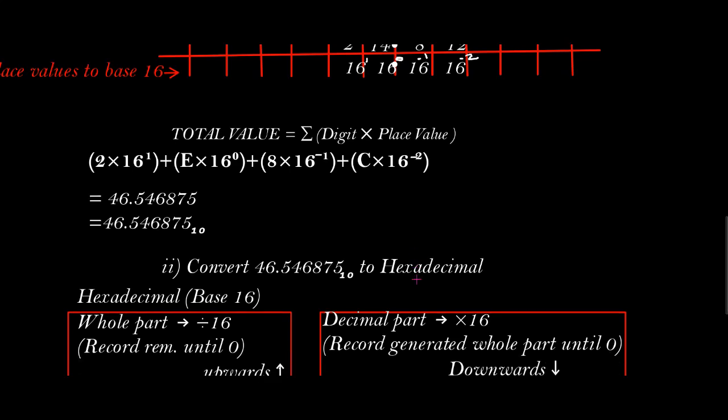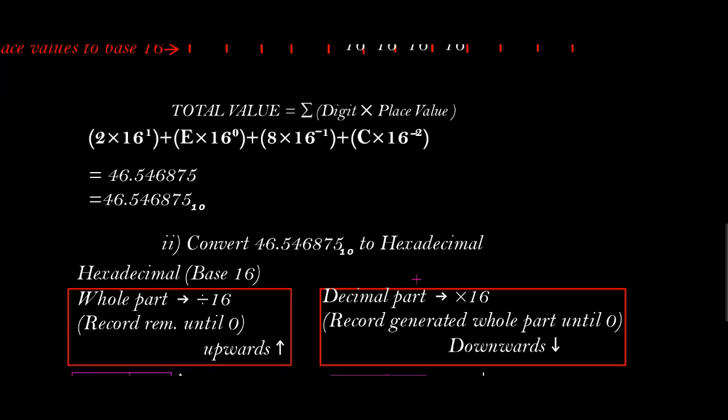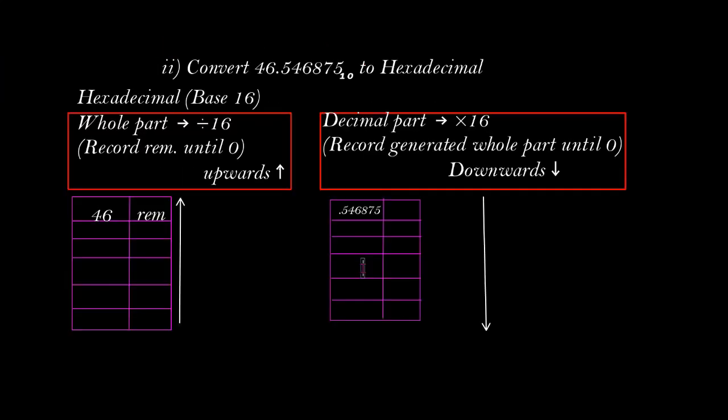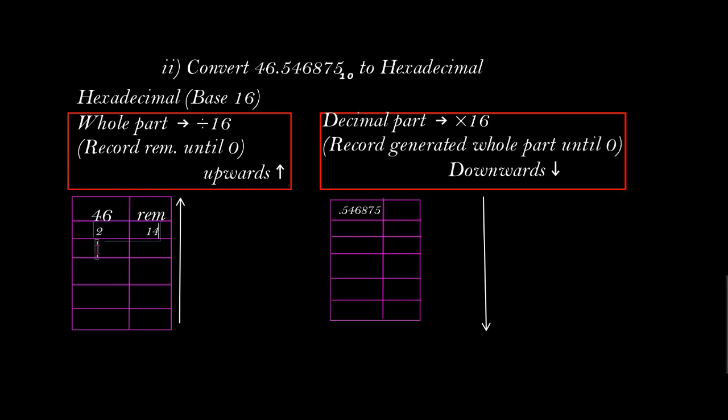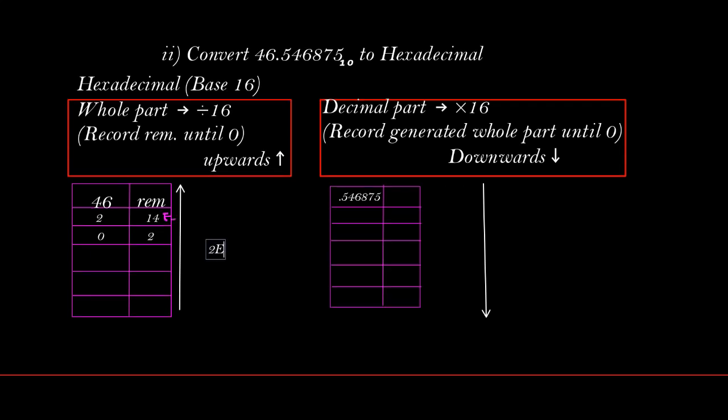Now for you to convert that same number from base 10 to hexadecimal, meaning the base 16, it is the same procedure. Whole part we divide by 16, decimal part we multiply by 16. Whole part moves upwards, decimal part moves downwards. So 46 divided by 16, what do we get? 46, if you divide by 16, you get 2, remainder 14. 2, if you divide by 16, you get 0, remainder 2. Then you record it from down, meaning 2, 14. But 14 is E. So we have 2E, then point.